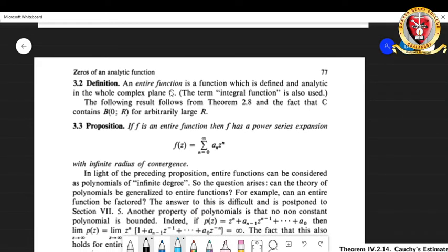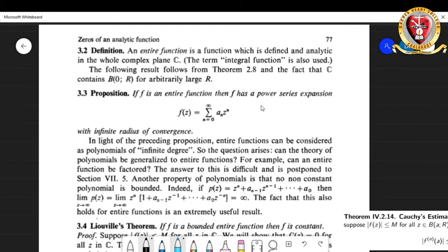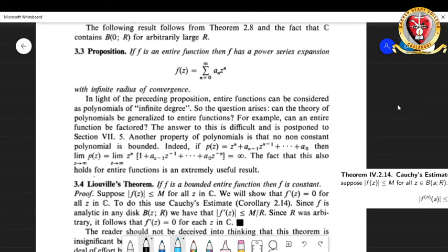Also, we know what an entire function is. An entire function is a function which is analytic in the entire complex plane C. That's why it's called by the word entire. It's analytic everywhere. And for an entire function, we know that every analytic function has a power series expansion. So an entire function also has a power series expansion, which is f of z is equal to summation n is equal to 0 to infinity a_n z raised to n, with infinite radius of convergence. So it is having the radius of convergence to be infinity. So entire functions can be considered as polynomials of infinite degree.